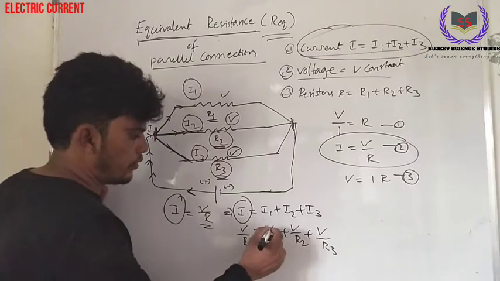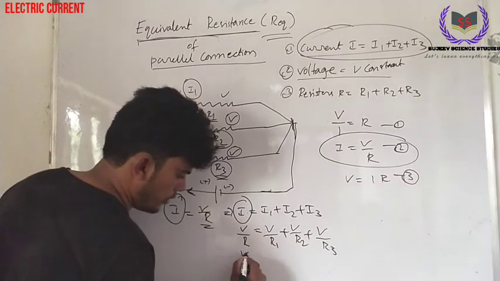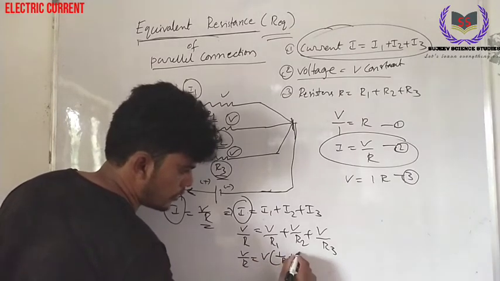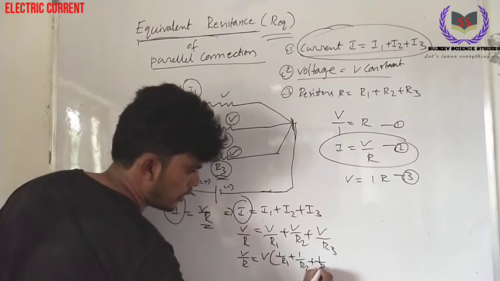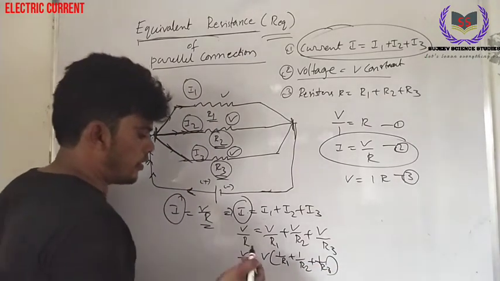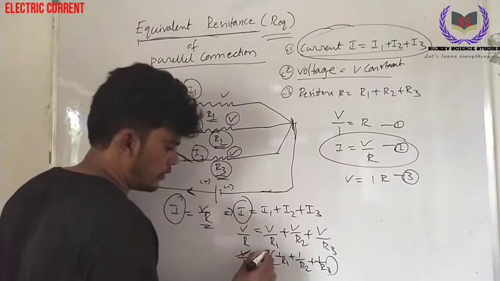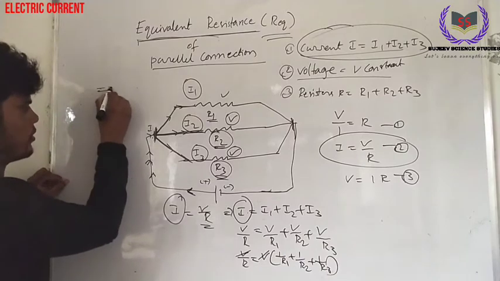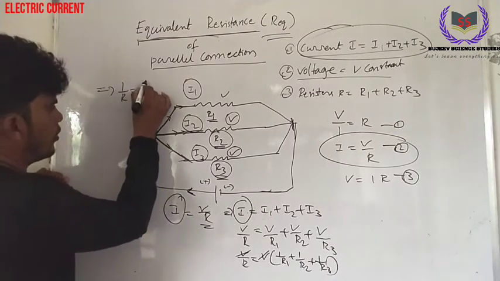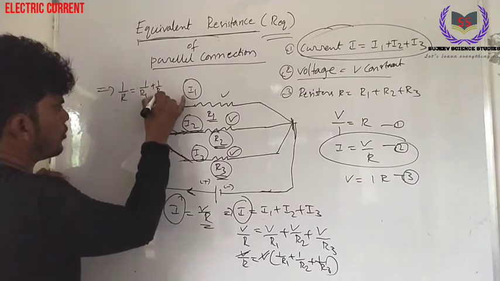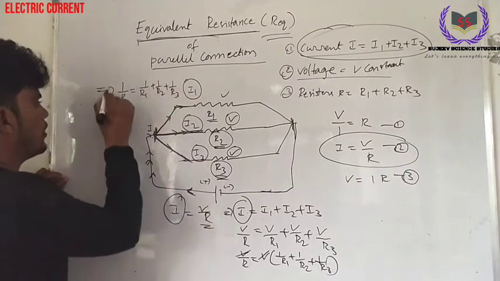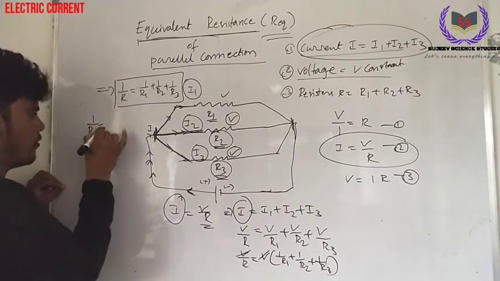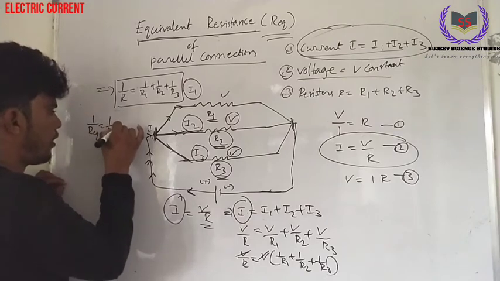So here I will take V as common, then V by R equal to V into (1 by R1 plus 1 by R2 plus 1 by R3). By cancellation, V is cancelled. Then what are the remaining values? 1 by R equal to 1 by R1 plus 1 by R2 plus 1 by R3. So this is the formula of equivalent resistance when it is connected in the parallel connection.